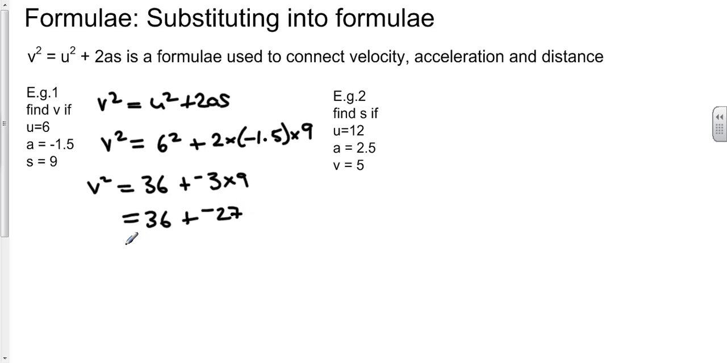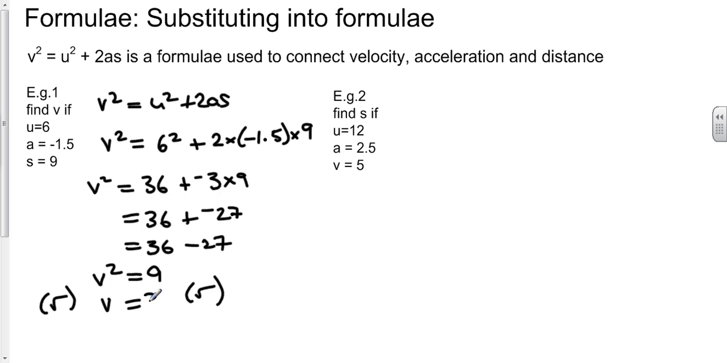You should remember from your directed numbers or negative numbers, if you add a negative, some people remember it as a good thing happens to a bad person, it's bad. So 36 minus 27, and that gives us 9. So v squared equals 9. If we square root both sides, always doing the opposite, just like solving equations, then v is equal to 3.